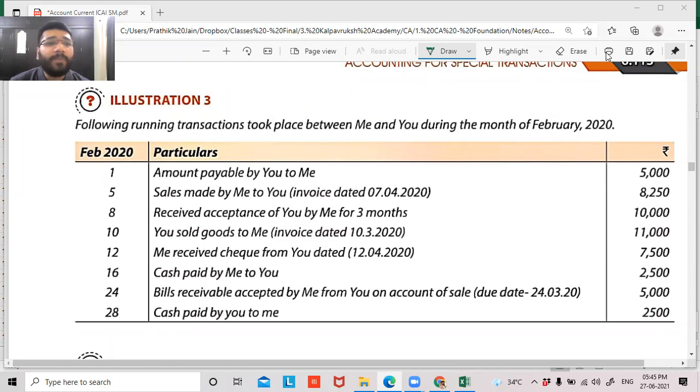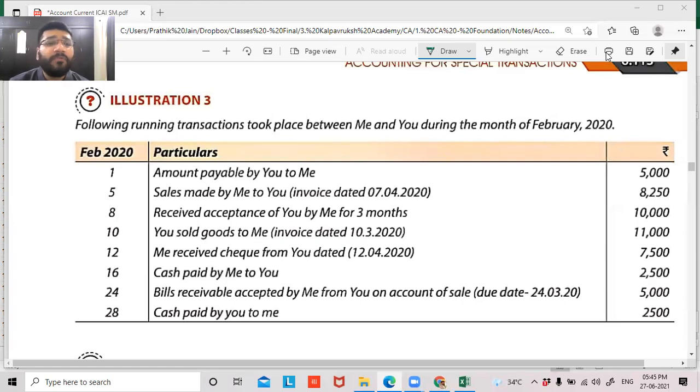So guys, we're doing this chapter called account current, and in the previous class we completed the concept of the backward method, which is also called the epoch method. Now we'll be heading towards the next two concepts. The first one is the red ink interest concept. So let's do illustration 3, where we'll be understanding the concept of red ink interest.